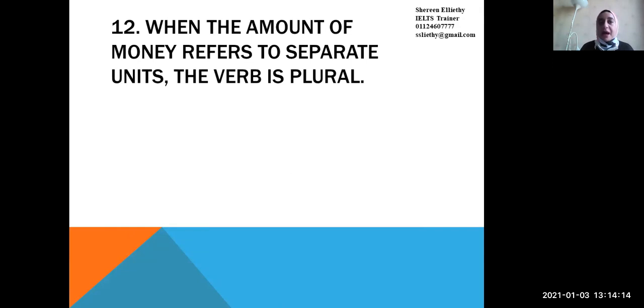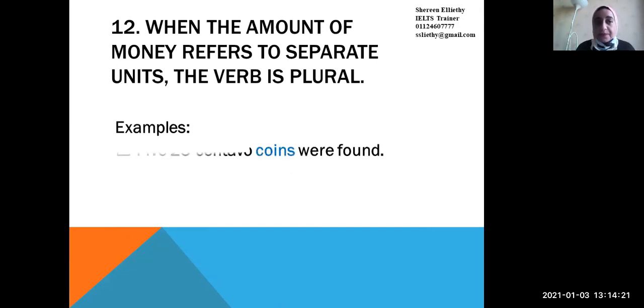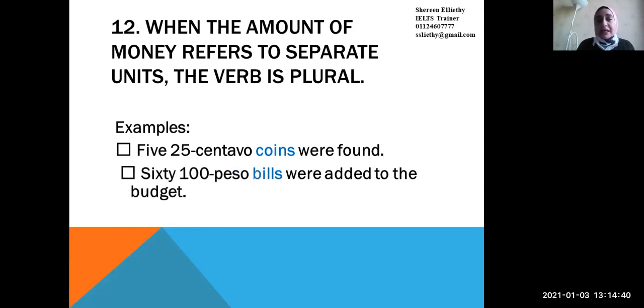Number 12: when the amount of money refers to separate units, the verb is plural. For example, if you say 5.25 centavo coins, you refer to coins here, so coins is plural, and therefore the verb is also plural. Another example, 600 peso bills, because you are referring to the bills themselves and they are countable, of course. So were added to the budget.